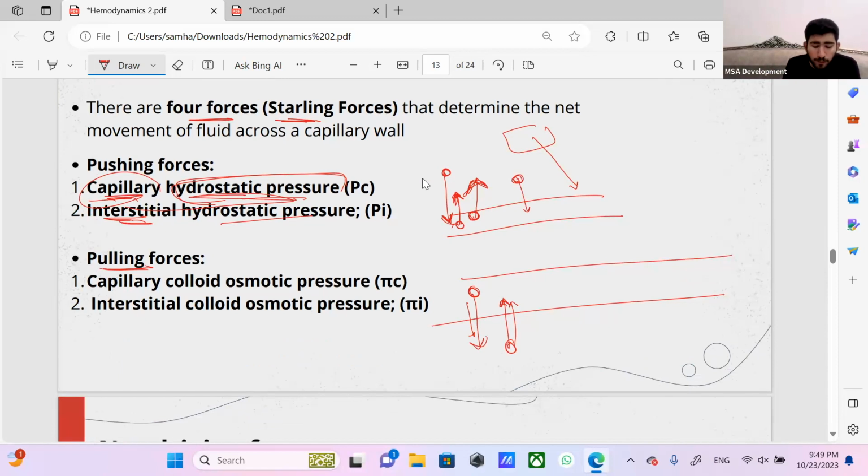Now we have pulling forces, and pulling forces are made by proteins. Osmotic means it's made by protein. And so pulling forces are pulling things into it. If it's out, it's pulling the thing out. If it's in, it's pulling the thing in. We have two types of pulling forces: capillary colloid osmotic pressure, or capillary pulling force, which is something inside the capillary pulling the blood into the capillary. And the other one is interstitial colloid osmotic pressure, something outside the capillary, pulling the blood outward.